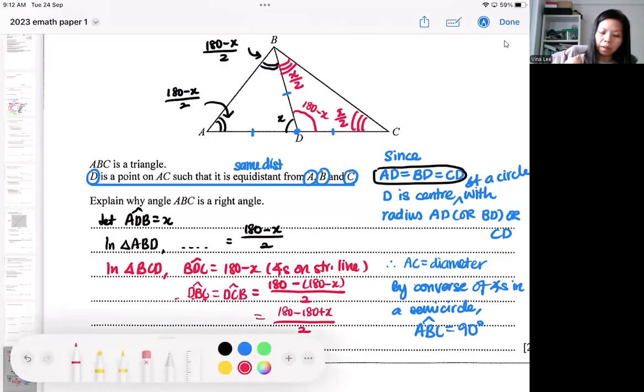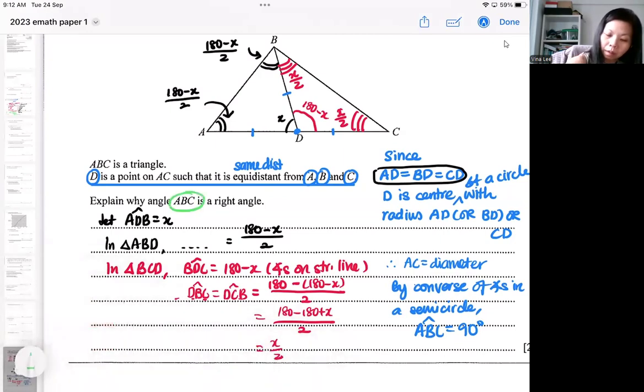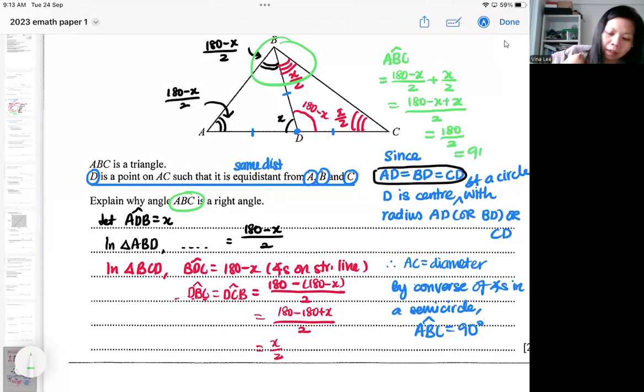Now we can try to find out our ABC. If you look carefully, ABC will be the sum of the two angles in fraction. When you add up the two angles in fraction, with the same denominator, you will find that you get 180 divided by 2, which is exactly 90.